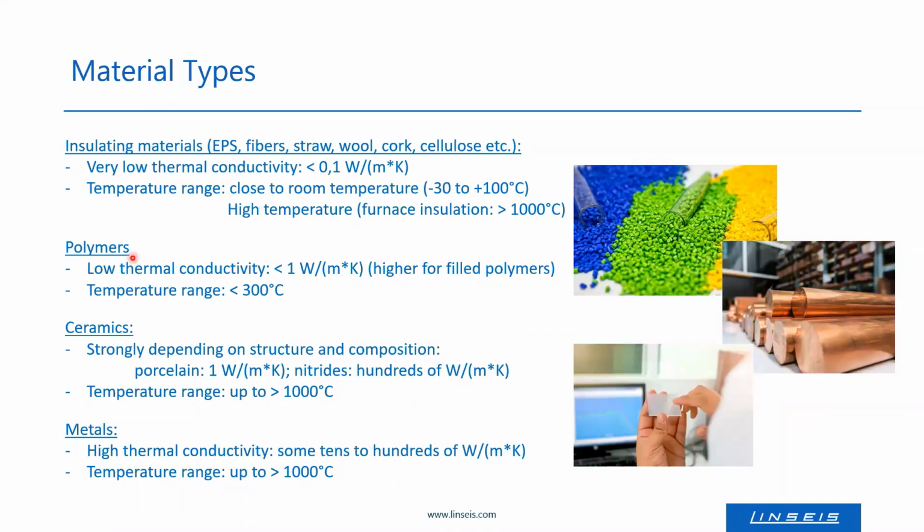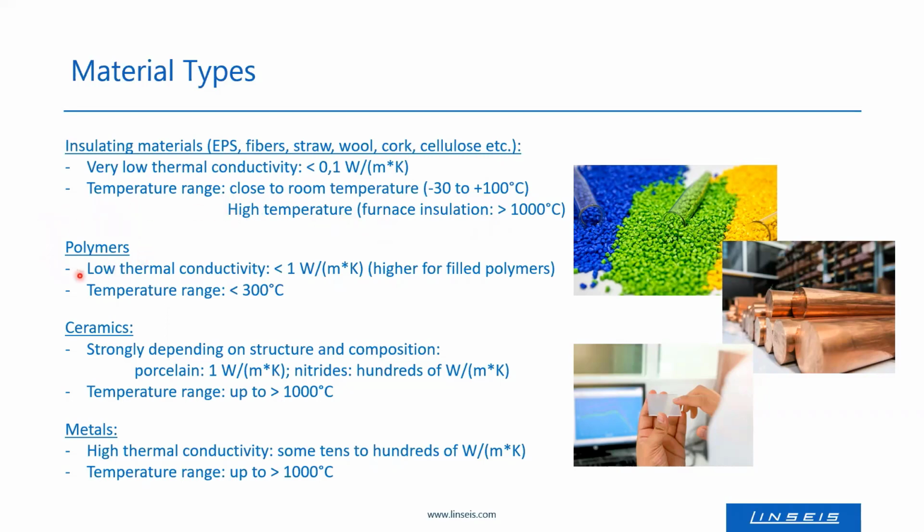So we may divide the materials into different types. Insulating materials, like the already shown expanded polystyrene, or fiber, straw, wool, cork, and cellulose, for example, organic materials in general, have very low thermal conductivities. The application temperature is usually close to room temperature. The materials used for furnace insulation are an exception, requiring high temperatures.